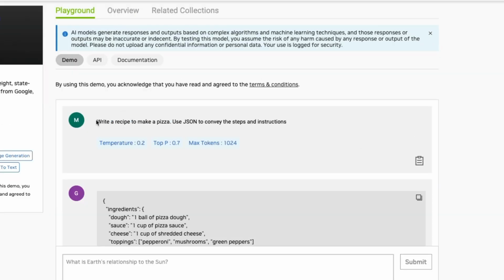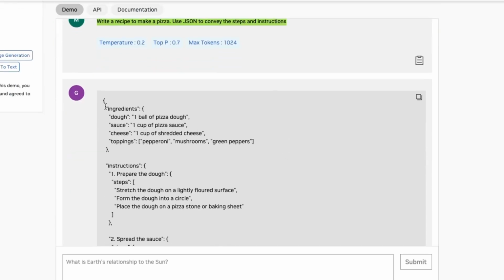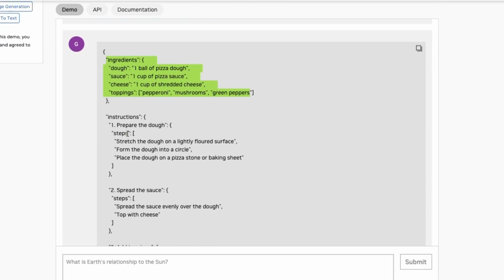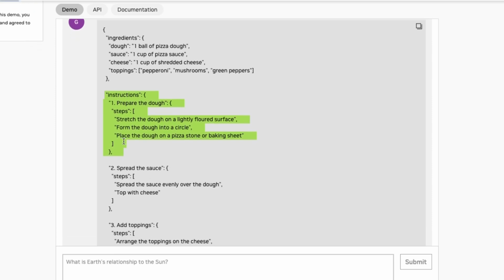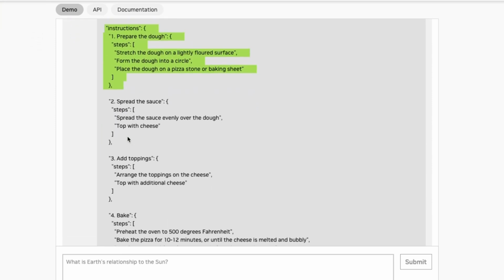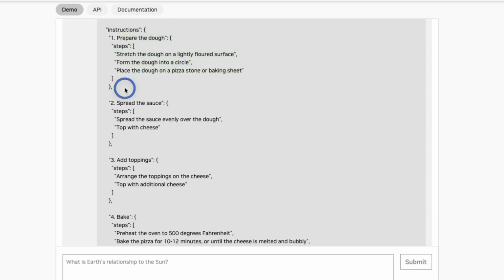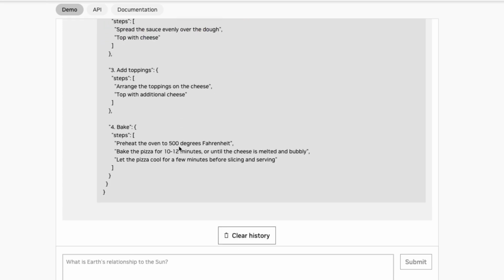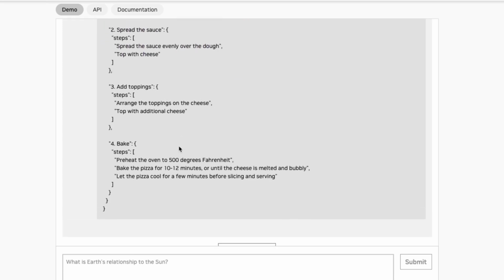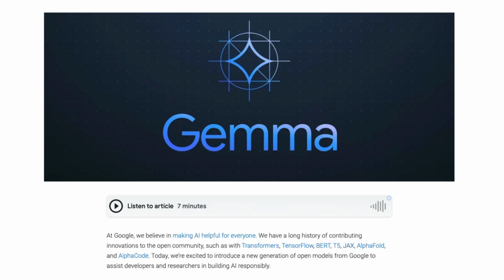All right, so the last one is: write a recipe to make a pizza. Use JSON to convey the steps and instructions. So here it came up with a valid JSON for ingredients. This seems to be right. And yeah, it also came up with a valid JSON for instructions as well, although the instructions could actually use some more work. Yeah, but at least it's able to follow instructions, which is pretty nice. Okay, so this was a quick test.